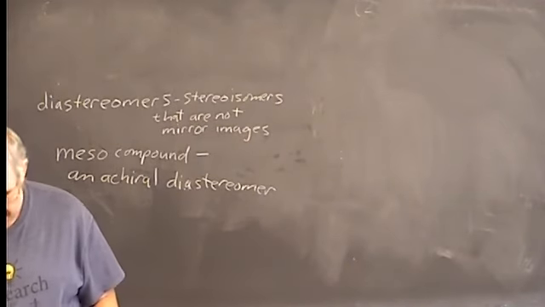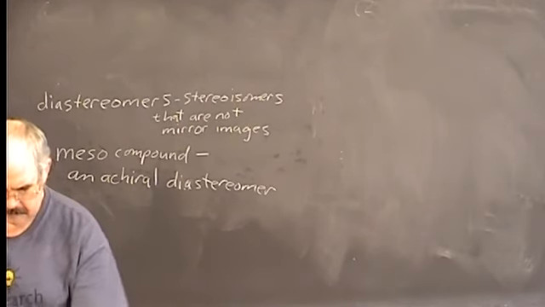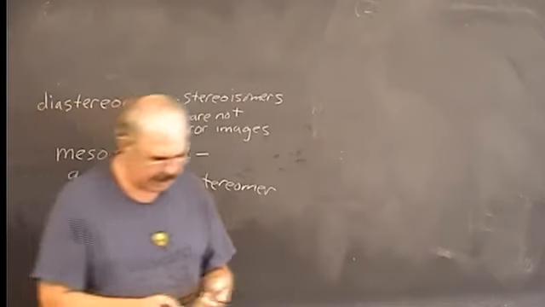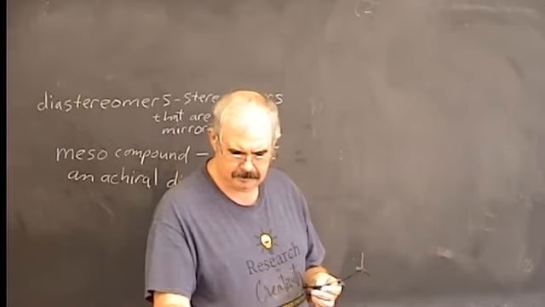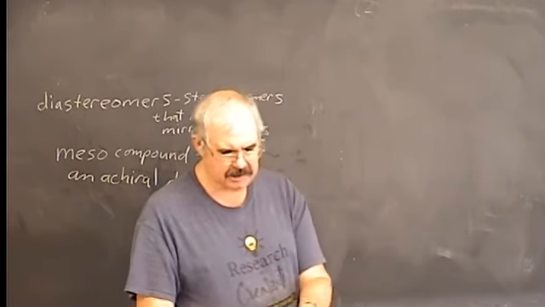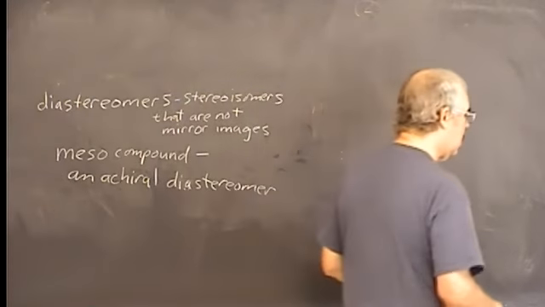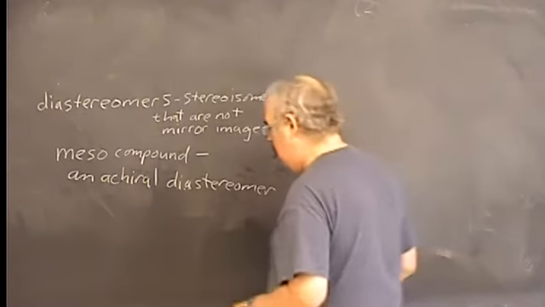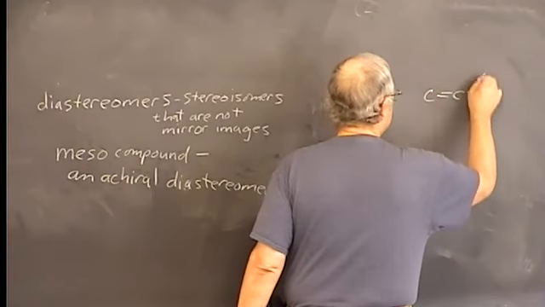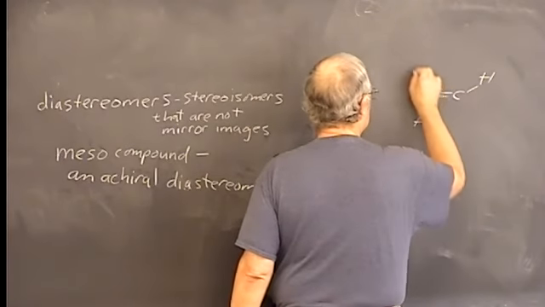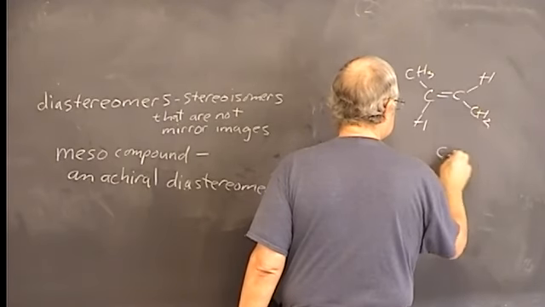Alright, the last question is asking about cis and trans 2-butene. And it is asking if those are diastereomers. Trans, cis.